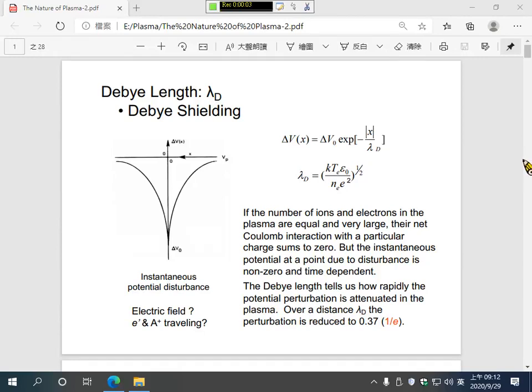Okay, so today we start from the balance. Last week we have already seen that in order to describe a plasma, we need to know the parameters of plasma, including the electron temperature and electron density. These two are the basic properties of plasma. But we also need to know the degree of ionization and the electron temperature distribution function.